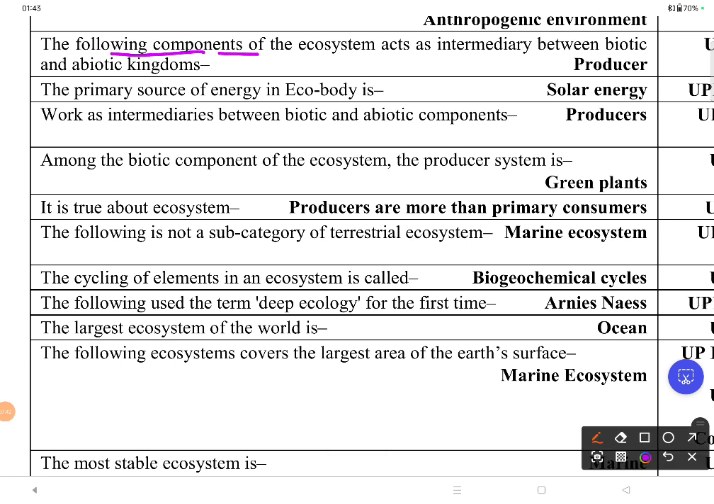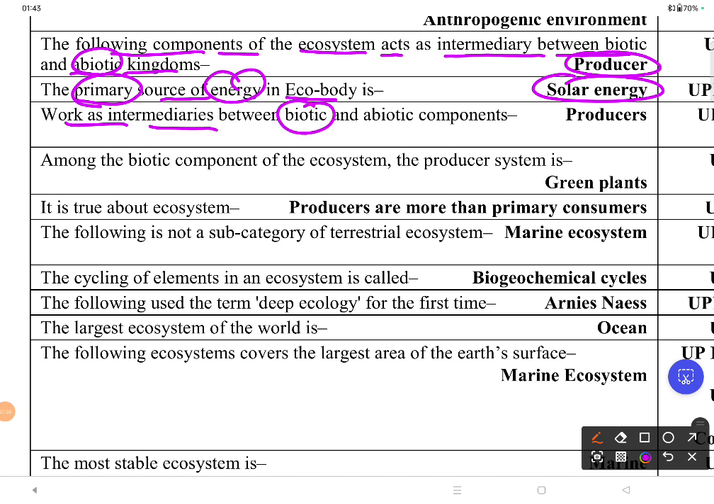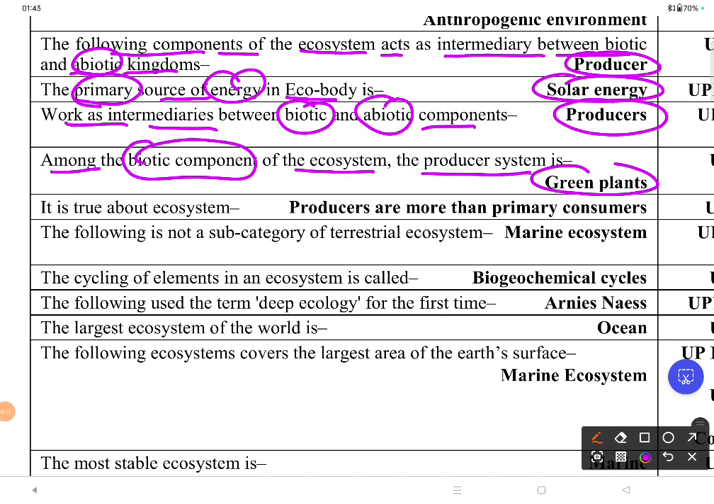The component of the ecosystem that acts as an intermediary between biotic and abiotic components is the producer. The primary source of energy in an ecosystem is solar energy. Among the biotic components of the ecosystem, the producers are green plants.